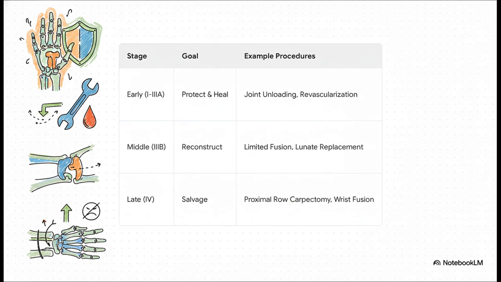If you catch it early, in those first stages, the goal is all about protecting and healing. We want to unload the joint, maybe restore that blood supply, and give the bone a fighting chance. If things are a bit more advanced, the goal shifts to reconstruction. We're talking about procedures to rebuild the wrist. And then in the really late stages, when arthritis has set in, it becomes a salvage situation. The goal there is to get rid of the pain, even if it means losing some of the wrist's motion.